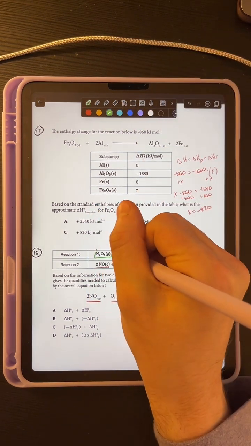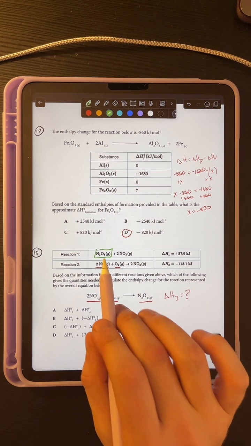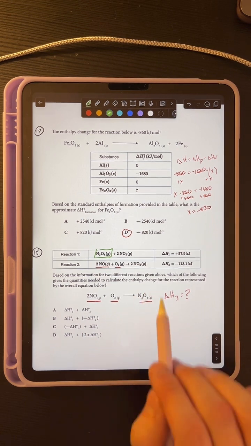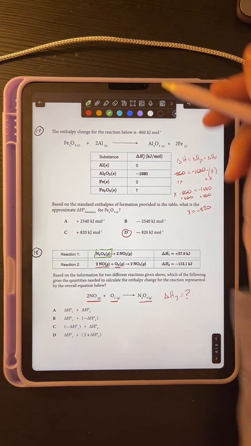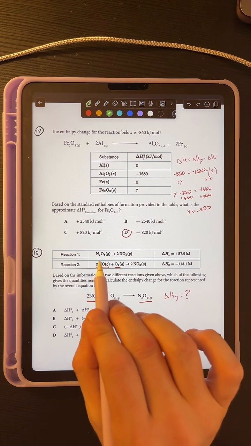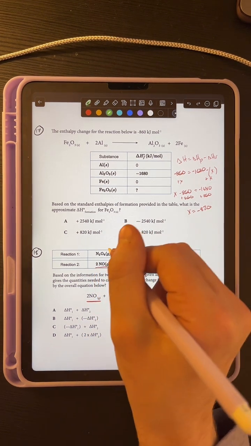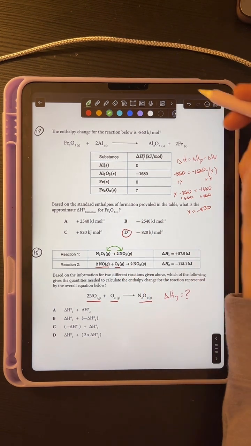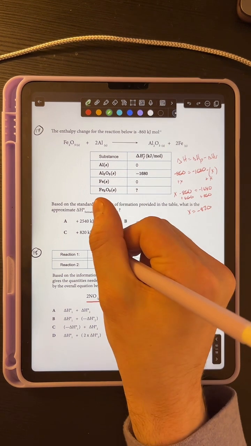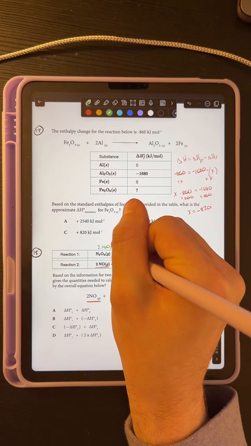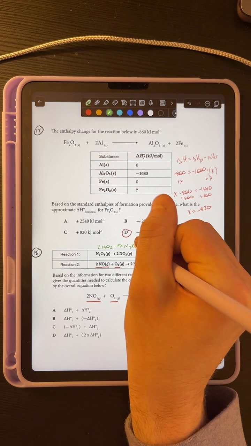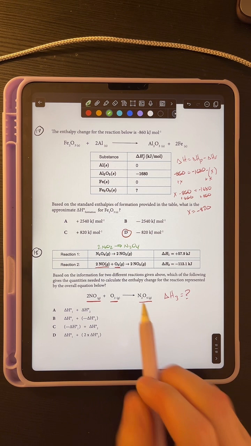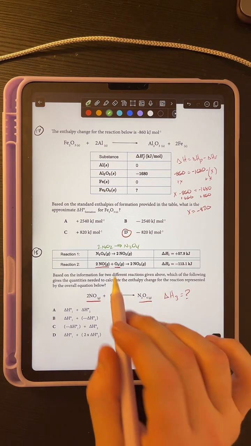I'm going to box that in here in green. That's coming from reaction 1, but it is on the reactant side in reaction 1, and we want it on the product side. So what are we going to do? In order to get it to the product side, we need to flip or reverse this reaction. So if we were to reverse that reaction, we get 2NO2 goes to N2O4. Now our N2O4 is on the product side, which is exactly what we wanted.